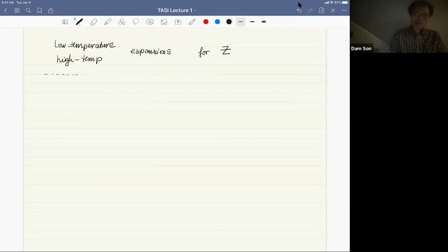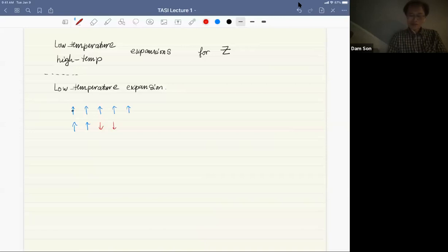So let's start with the low temperature expansion. At low temperature, we expect that our spins will do something like this. At low temperature, it's favorable to keep the Hamiltonian as low as possible. At zero temperature, the system is in the ground state. That means all the spins are pointing in the same direction. If we have finite temperature, sometimes we have a spin that flips sign. So we can find a few spins that flip sign. Most of our spins are spin up, but very few of them will be spin down.